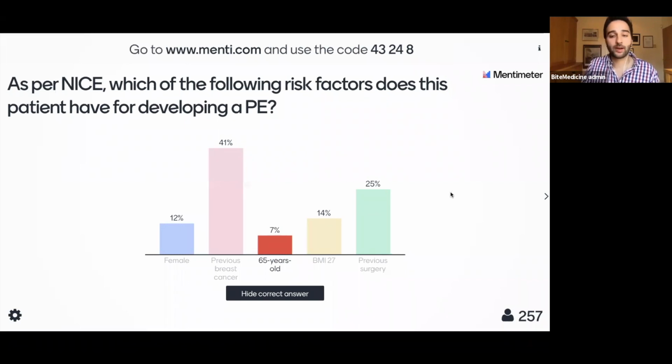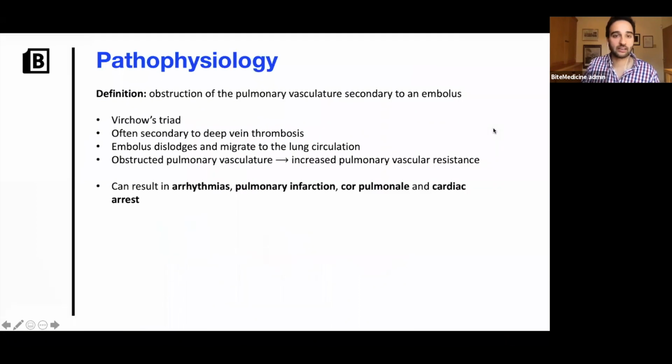And we will talk about a bunch of other risk factors for PE, as well as what else NICE and the Wells score say. So what is a pulmonary embolism? Quite straightforward. Obstruction of your pulmonary vasculature due to an embolus. A proportion of patients will have a deep vein thrombus in their calf, for example, which has then dislodged and lodged up in their pulmonary circulation. Virchow's triad is really useful to remember your risk factors for thrombosis, which we'll look at on the next slide.